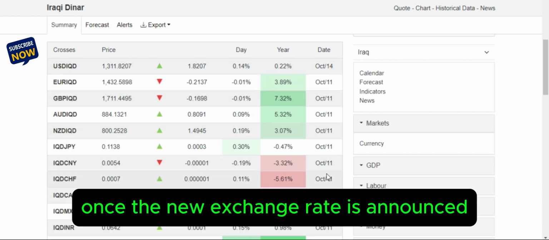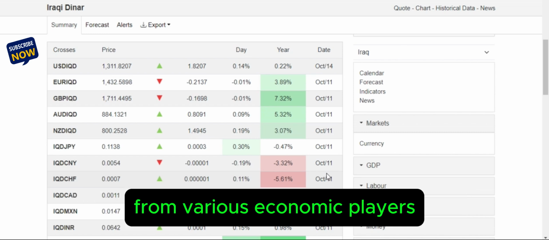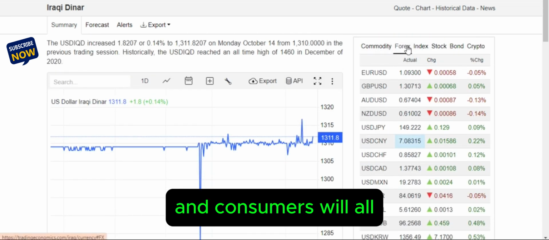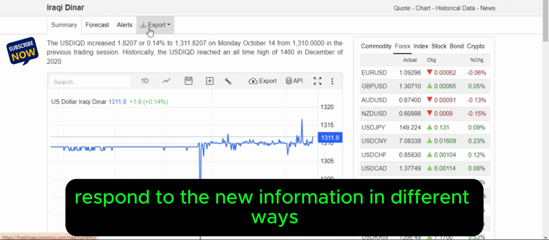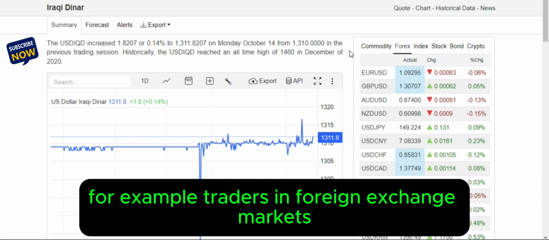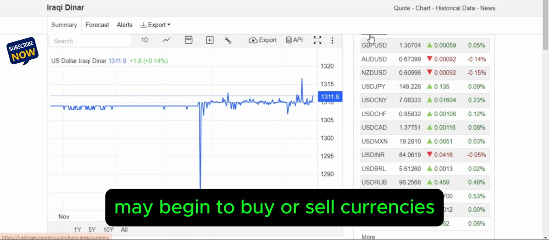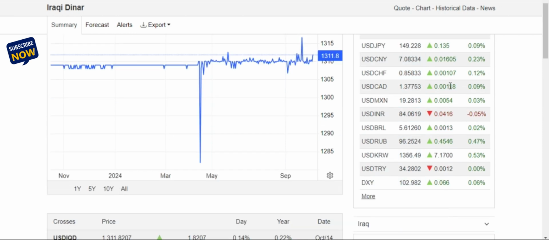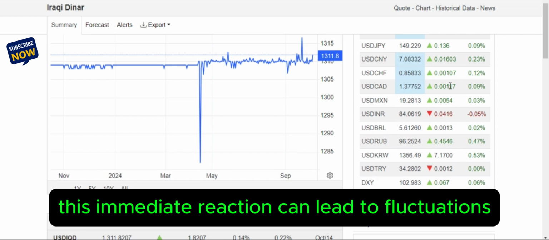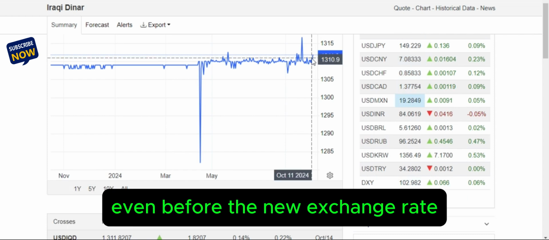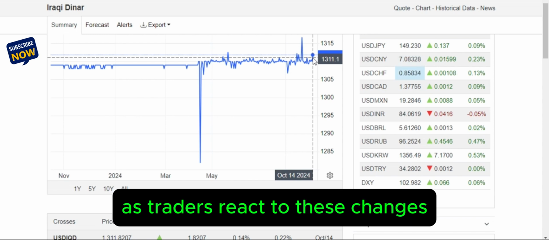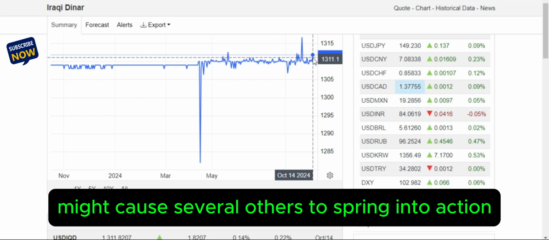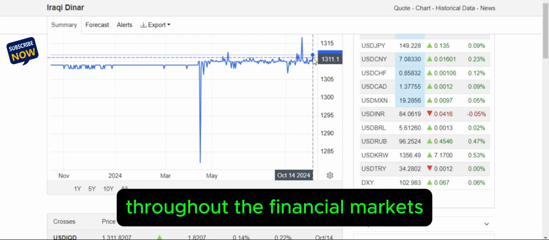Once the new exchange rate is announced, it is likely to trigger immediate reactions from various economic players. Traders, investors, and consumers will all respond to the new information in different ways. For example, traders in foreign exchange markets may begin to buy or sell currencies based on their expectations of how the new exchange rate will affect the value of the currency. This immediate reaction can lead to fluctuations in the currency's value even before the new exchange rate officially takes effect. As traders react to these changes, the original mousetrap in our analogy might cause several others to spring into action, creating a ripple effect throughout the financial markets.